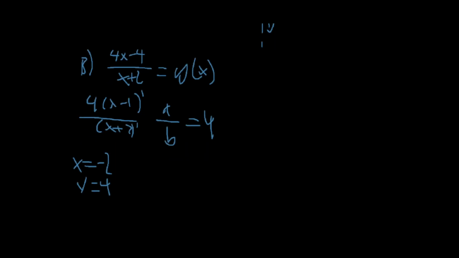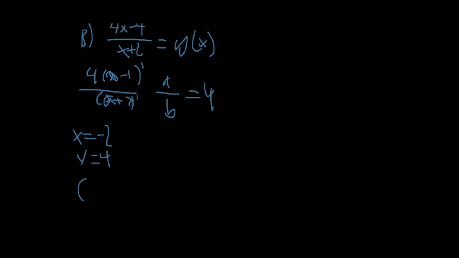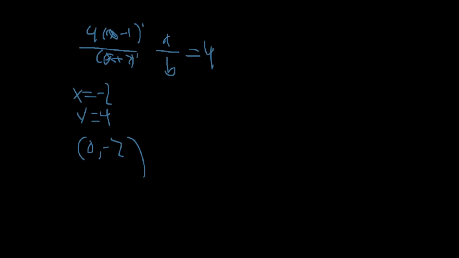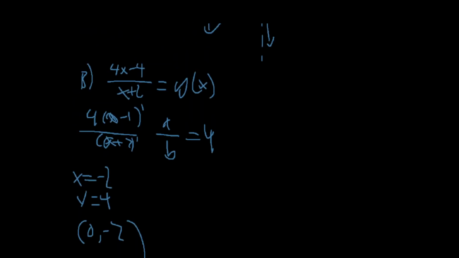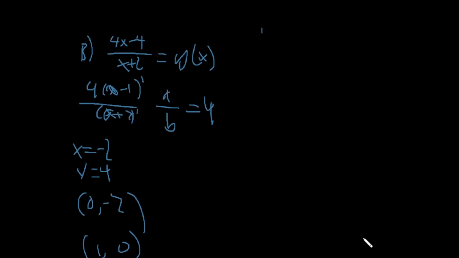And then x-intercept 0, so that's negative 4 over 2, so that's negative 2. And for y-intercept, we just multiply, and then x is just 1. Yep. Now we can graph.